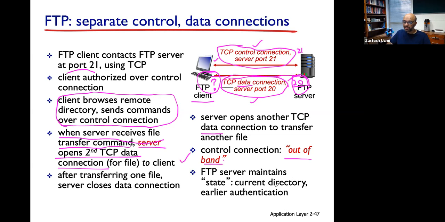FTP server, by the way, maintains the state, current directory, earlier authentication, वो उसको maintain रखता है जब तक control connection को खत्म ना कर दिया जाए. Okay? So transfer of file on one data connection, फिर वो data connection खत्म हो जाएगा, अगली फाइल के लिए एक अलग data connection establish होगा. Control connection जो है वो same ही रहेगा. Control connection same रहेगा. So FTP की कुछ commands and responses.